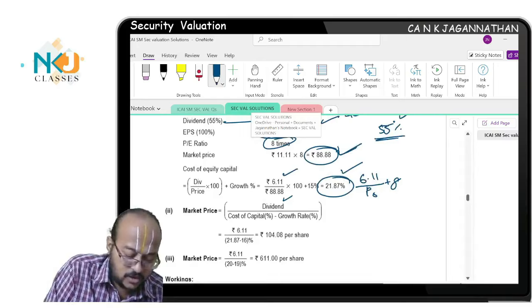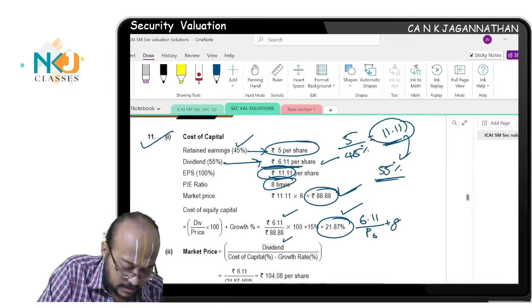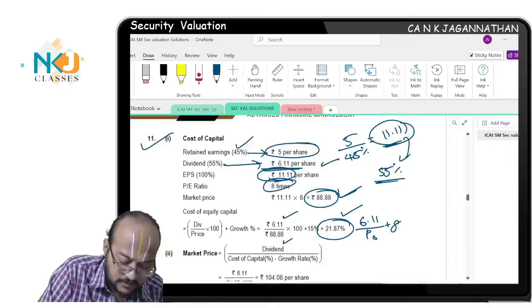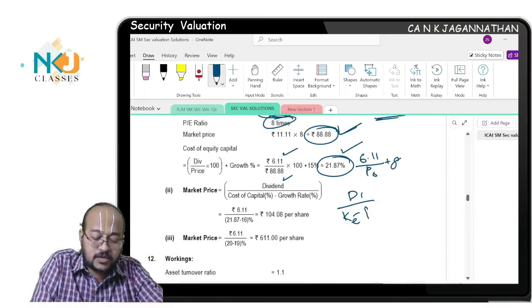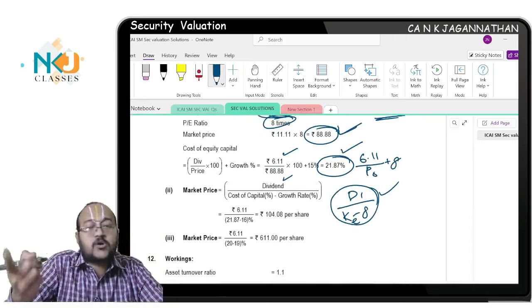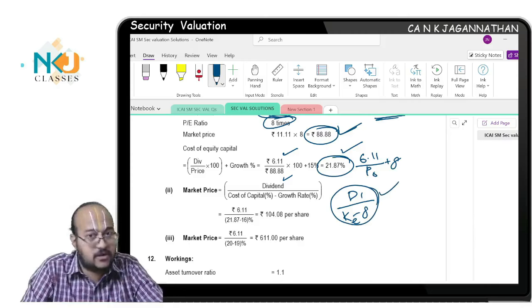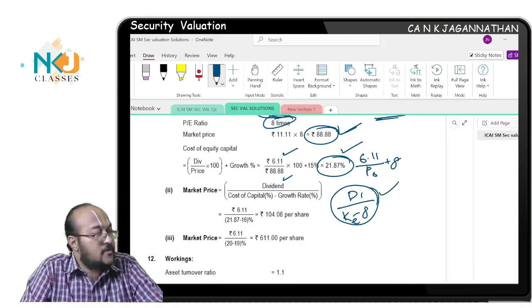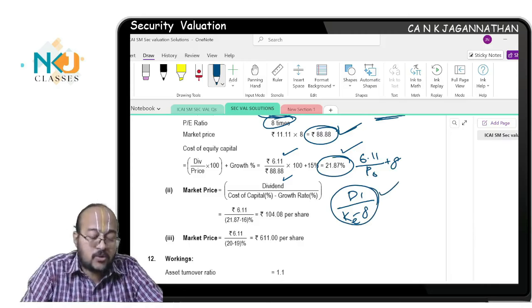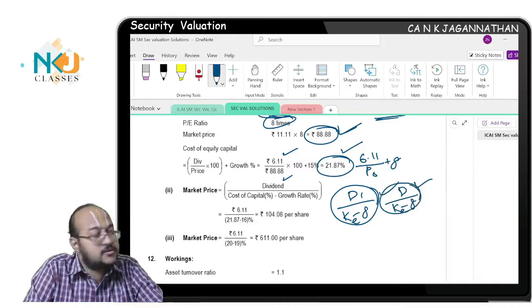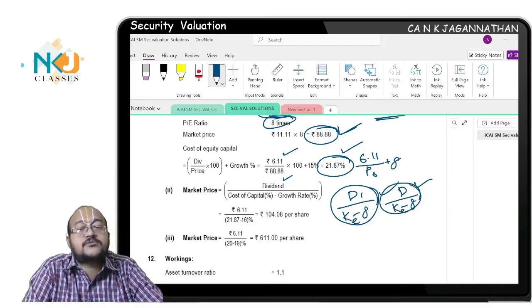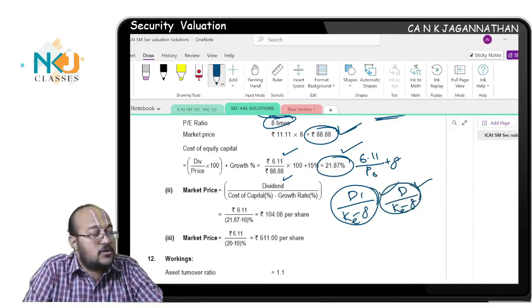Here alone the question is not giving us much clarity. See, 6.11 dividend, K. See, 1 second. The D1 by KE minus G is the dividend growth model, which means the growth rate is given in the question, clearly given in the question. Correct? Wherever growth rate is given in the question, it can never be simply D by KE minus G. Are you all understanding what I am doing? This is the constant growth model. This is called the constant growing approach.